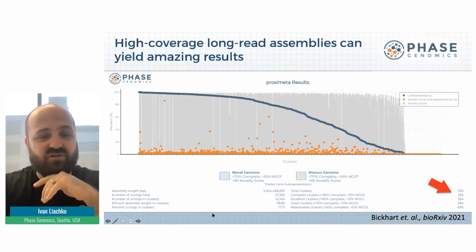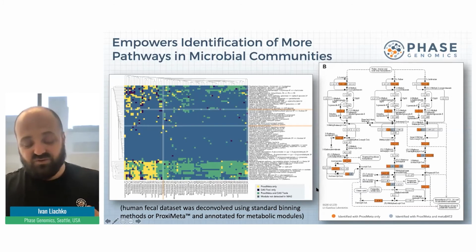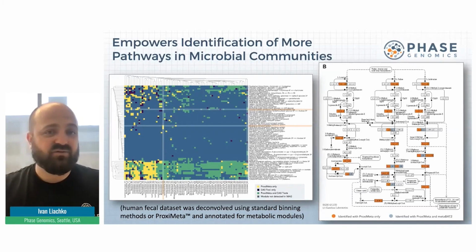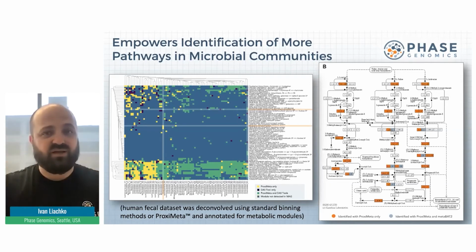We always try to push the envelope with what we can do. Of course, one nice byproduct of having these better genomes is that it enables you to do much better functional annotation of these samples. For example, if you take the fecal sample that I showed earlier on and annotate for metabolic modules, all the squares are metabolic modules. The yellow ones are ones that we find in the Hi-C data set. The black ones are ones that we find only in the DAS Tool assembly, so the conventional binning dereplicated with DAS Tool.